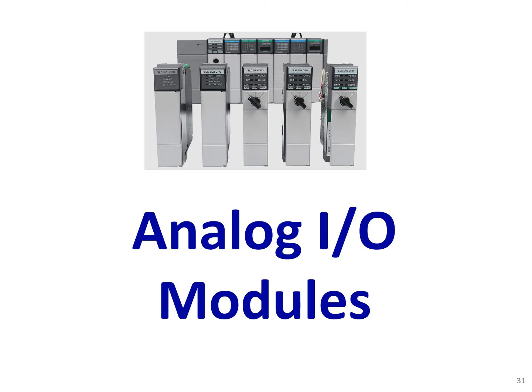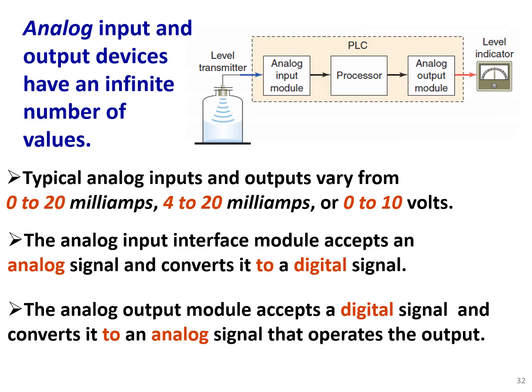Analog I/O modules. So we talked about discrete I/O modules. Now we want to move on to analog I/O modules. Analog input and output devices have an infinite number of values. Okay, so it's not discrete, it's the opposite of discrete. That's why we call it infinite. So it's not just 0 and 1, it could vary from a low value to a high value. Typical analog input and output vary from 0 to 20 milliamps, 4 to 20 milliamps, or 0 to 10 volts.